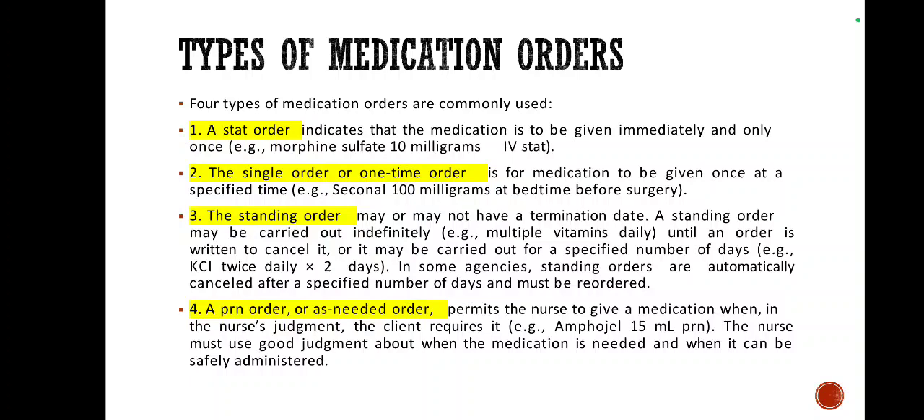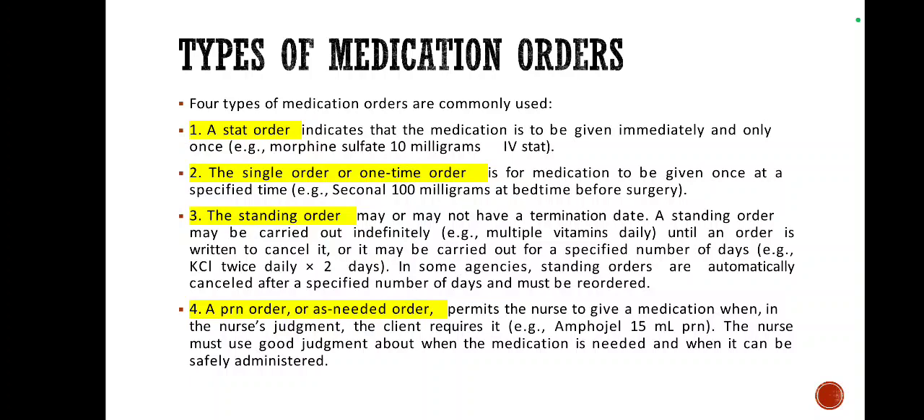We have also the standing order. This may or may not have a termination date. A standing order may be carried out indefinitely until an order is written to cancel it, or it may be carried out for a specified number of days. So in some agencies, standing orders are automatically cancelled after a specified number of days or must be reordered. So for example, we have ketorolac. Ketorolac is usually given for 6 doses or 6 days. Okay, or 6 doses. So you have to take note how many doses have been received by your patient so that you will know if he or she already achieved the 6 doses.